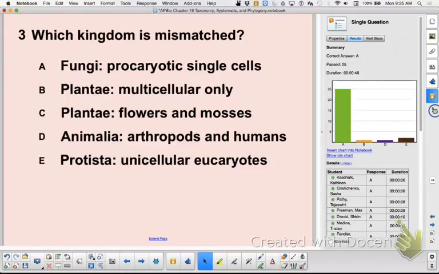Okay. Most of you got that. Fungi are not prokaryotic because we just talked about it. Animalia, humans are animals, so are arthropods. And Protista are by and large unicellular eukaryotes. Good job, Kathleen.